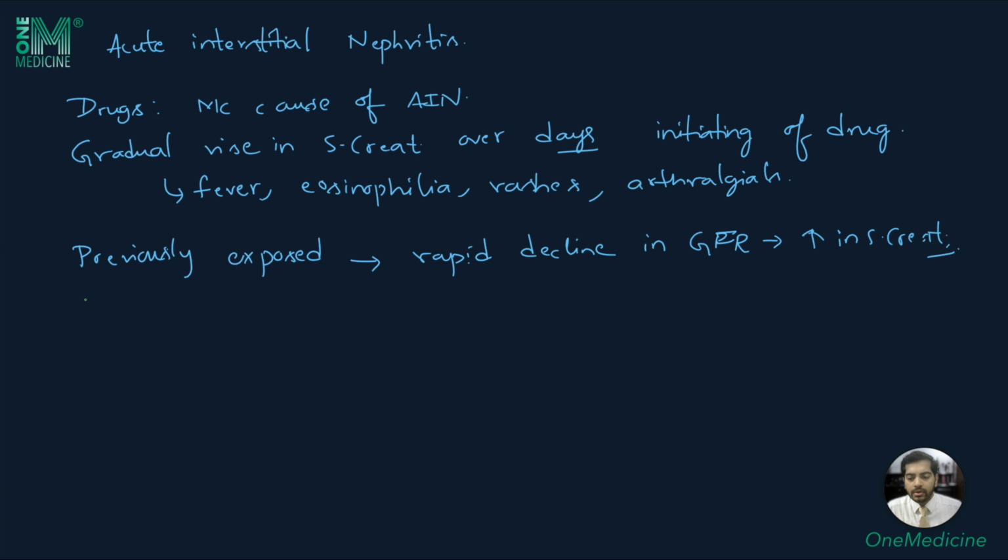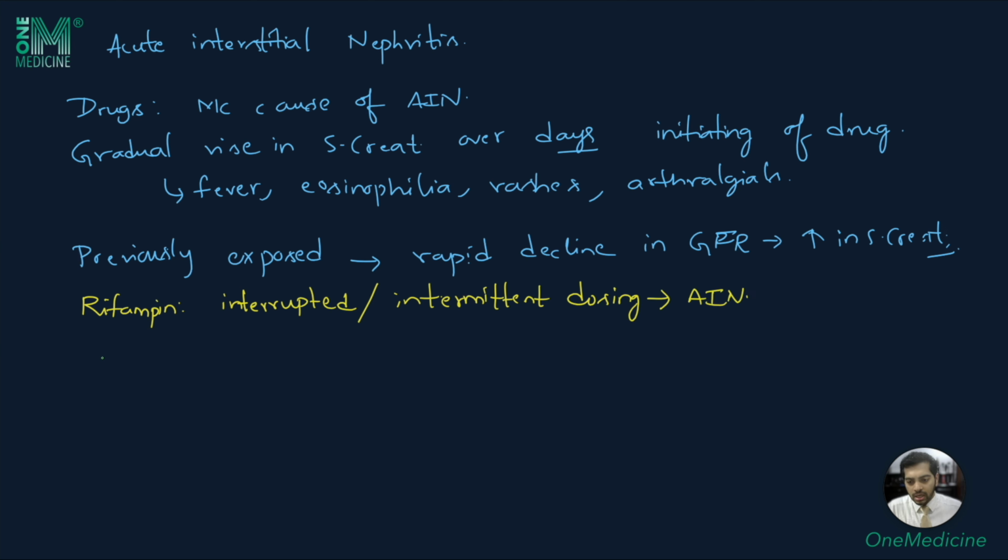One classical example for a drug-induced acute interstitial nephritis is rifampin, which if given in interrupted or intermittent dosing, then patients can develop acute interstitial nephritis. Apart from azotemia, there can be features that indicate tubular dysfunction, and these include hyperkalemia and even metabolic acidosis.